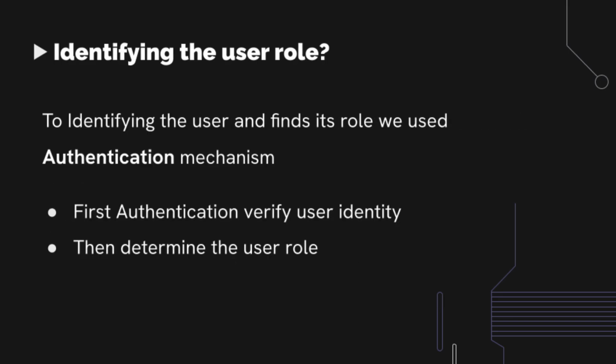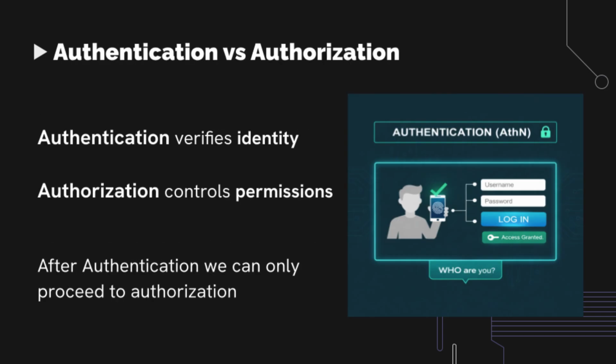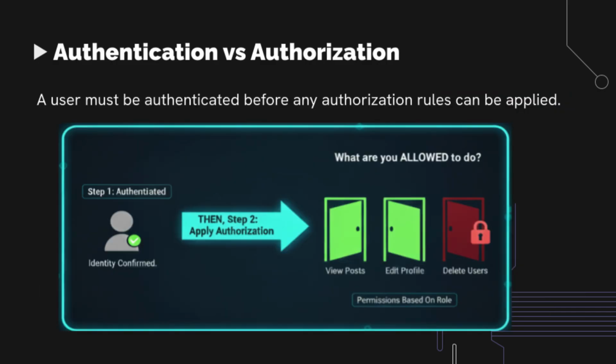To determine this, the system must first verify the identity of the user. This process is called authentication. Once the user is authenticated, the system can identify the role and then apply the appropriate authorization rules. In short, authentication is the process of verifying user identity, and authorization is the process of applying rules and permissions to an already authenticated user. Authentication comes first, then authorization. Only after the user identity is confirmed using the authentication mechanism can we apply authorization. Otherwise, we cannot determine what permission should be given.